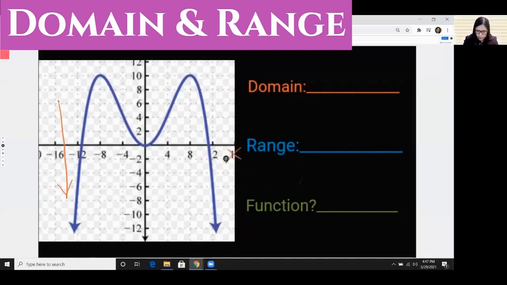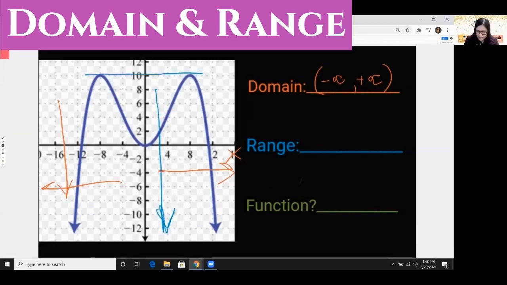So again, we're focusing on the x-axis. As much as your graph is going down, it goes both right and left. So it's widening up. It is expanding on both sides from right and left. That means all the x values, negative and positive, are included in the domain. So we have negative infinity and positive infinity for the domain. Now let us have the range. So for the range, it stops with positive 10. However, it goes down. Okay.